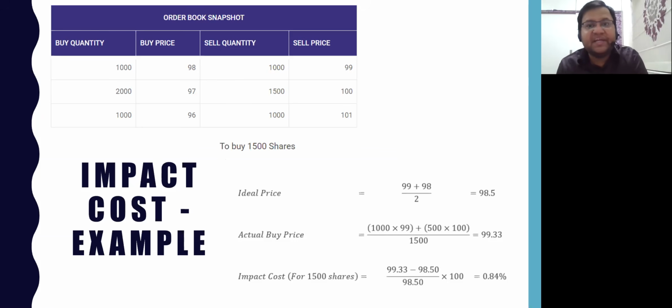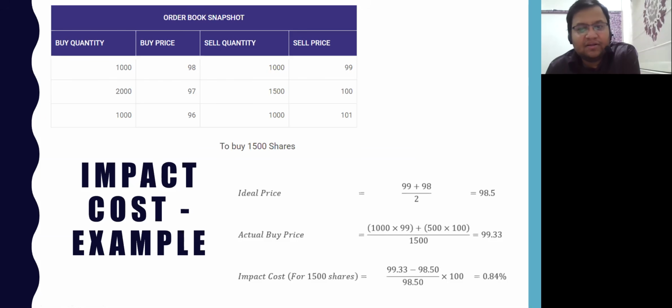The average of the two is 98.5. That 98.5 is called the ideal price. So logically, you should be able to buy at 98.5 or sell at 98.5. That is the point. But if you want to buy 1500 shares, let us assume you want to buy 1500 shares, what will you have to do? You have to buy 1000 shares.